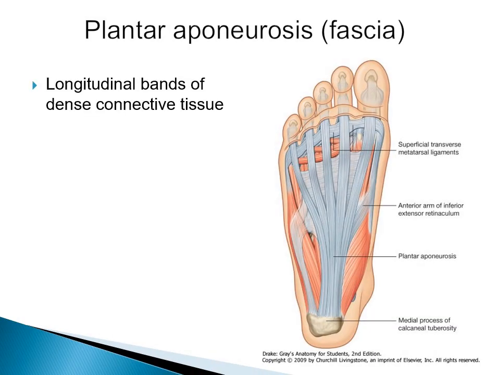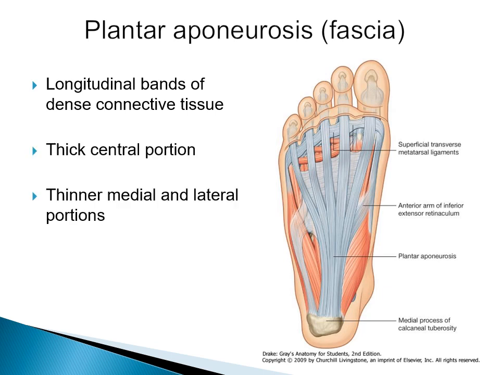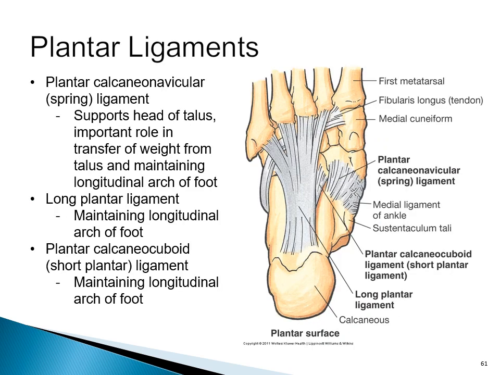The plantar aponeurosis or fascia is located on the plantar aspect of the foot. There are several ligaments down here, and it's supported by the longitudinal arch. This gives you the plantar arch of the foot. Again, this slide shows several of the ligaments in the plantar aspect of the foot. The long plantar ligament maintains the longitudinal arch of the foot.